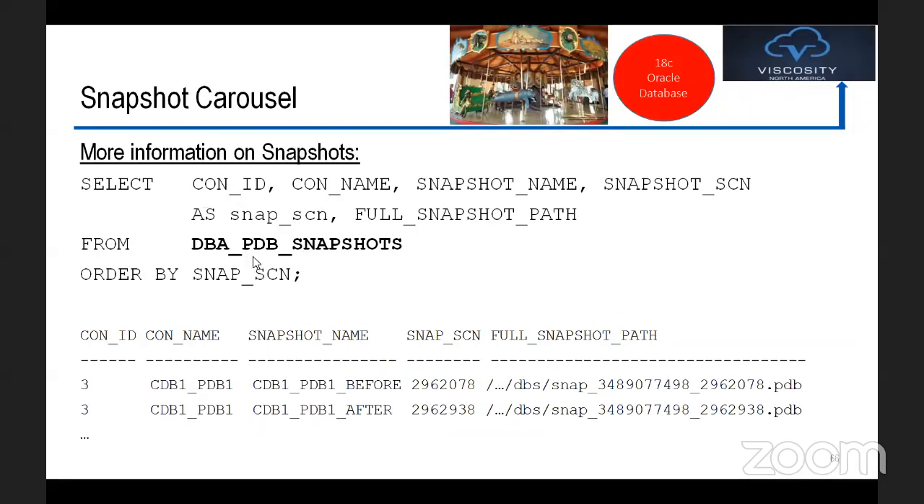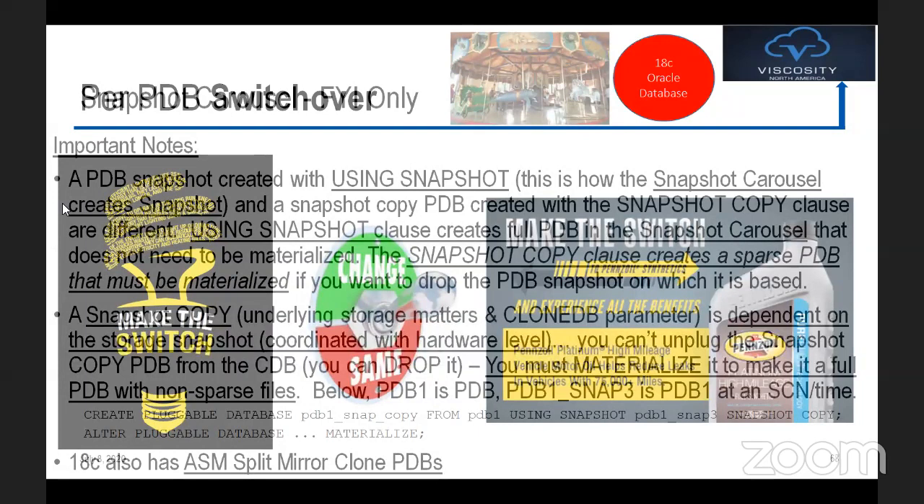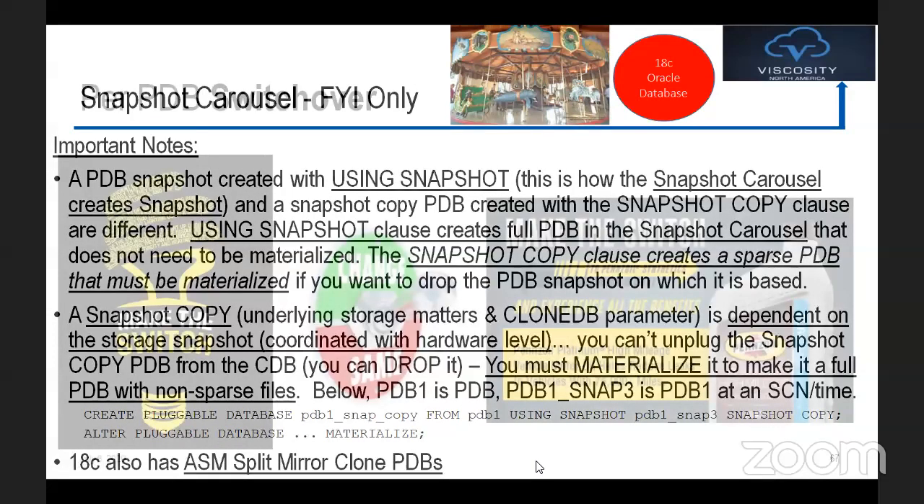And here's just an example of looking at, physically, where are they? I always want to know, what's Oracle calling these and where are they? Because I didn't have to give them a name either. Sorry about that. One more note, though, this just explains the difference between building a full clone that I don't need anything else for, and a snapshot copy, which is a sparse pluggable database that needs to be materialized, and then how to do that. So a little more information if you have time to look over that.